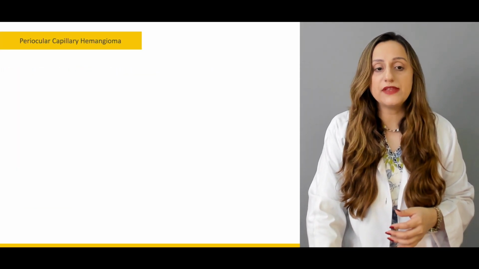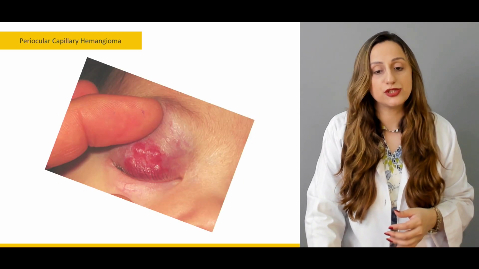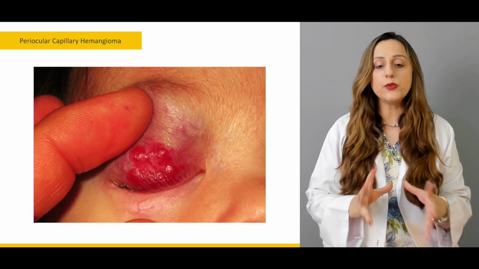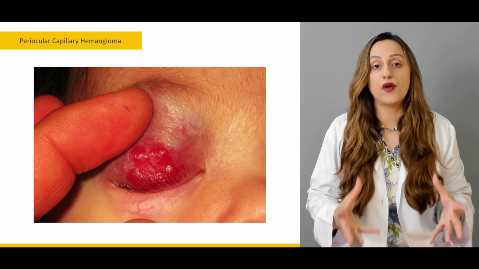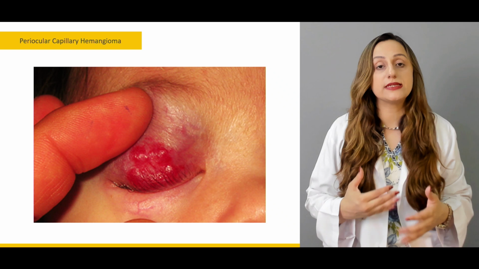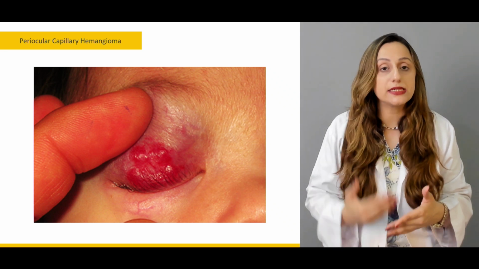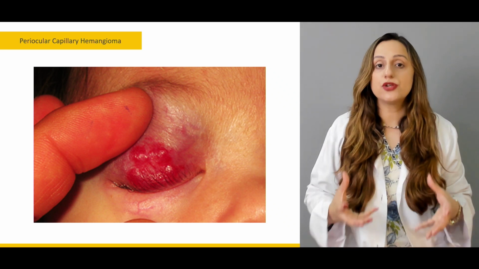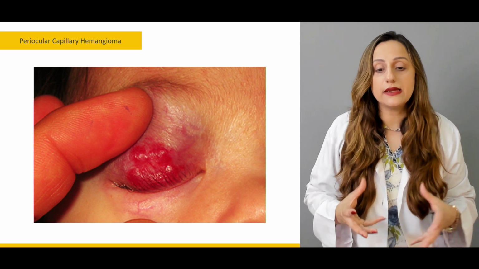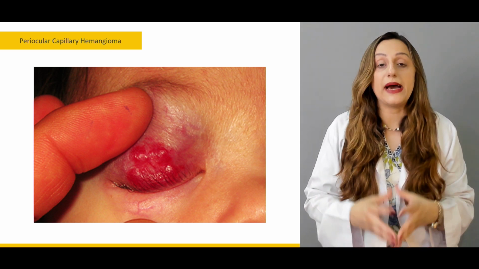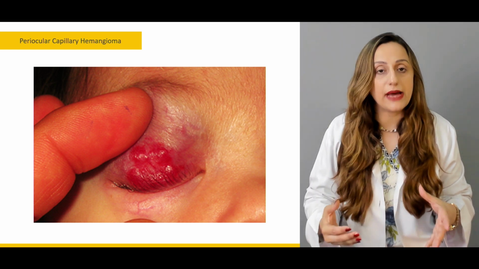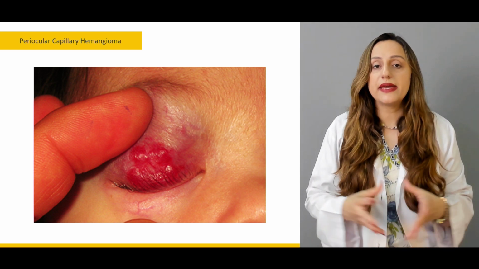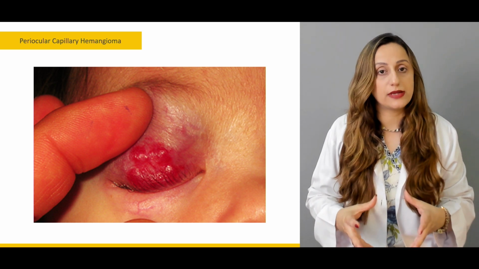So then we have the periocular capillary hemangiomas along with it. Dealing with both kinds of hemangiomas, that is the collection of blood vessels, these are benign tumors relating to the vascular walls. So this is the pathogenesis underlying these hemangiomas, either a capillary hemangioma or a periocular capillary hemangioma that we're dealing with.